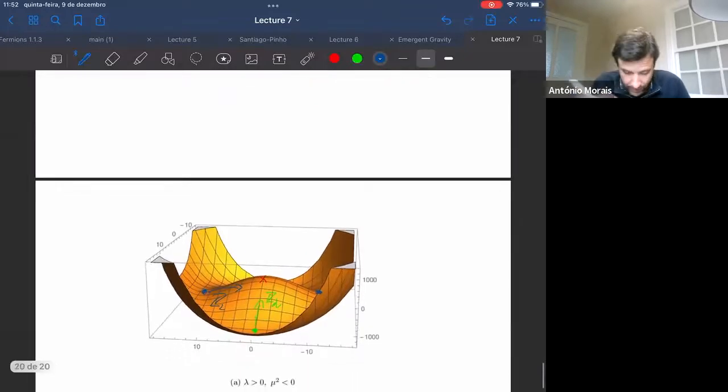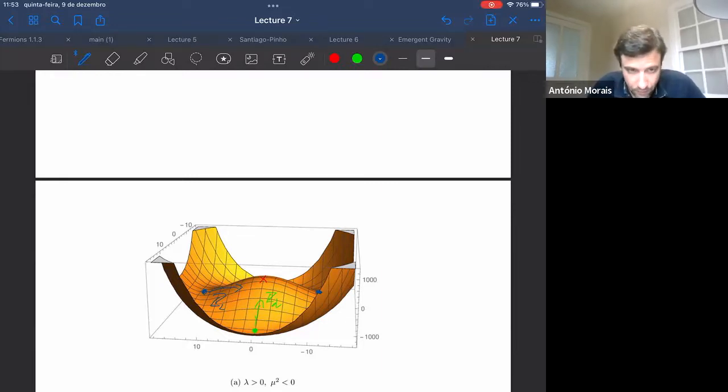So you get these shapes in the potential, basically destroying the phase invariance as we had in a full U1 theory.